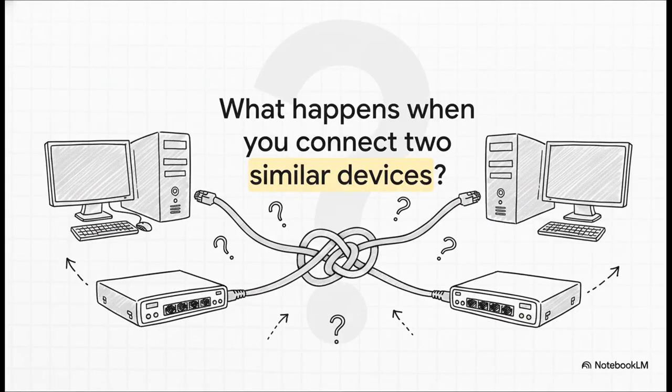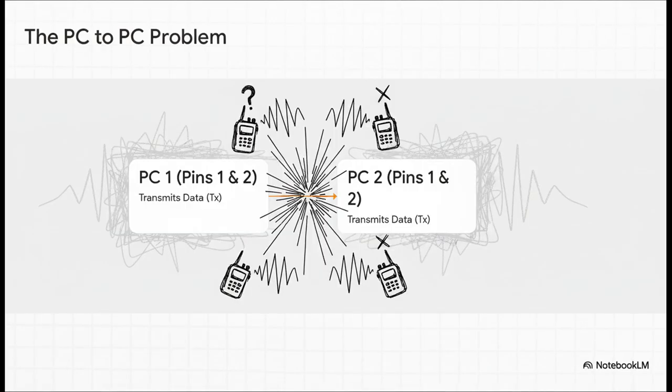But that leads to a fun little puzzle. What happens if you try to connect two similar devices together with that same standard cable? Like, what if you want to connect one PC directly to another PC? Well, you run into a problem: a signal collision. Both PCs are trying to transmit, to talk, on the very same pins, 1 and 2.